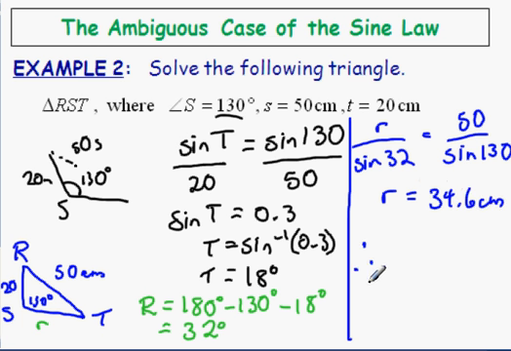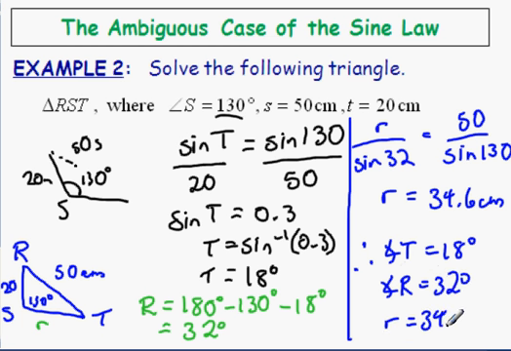Okay, so you want to finish everything off with what you found. So therefore, angle T equals 18 degrees, angle R equals 32 degrees, and side R equals 34.6 centimeters.